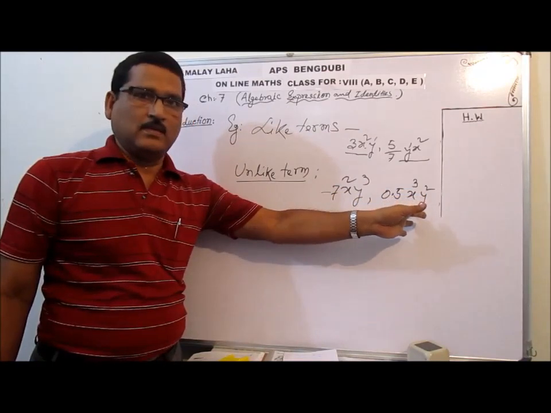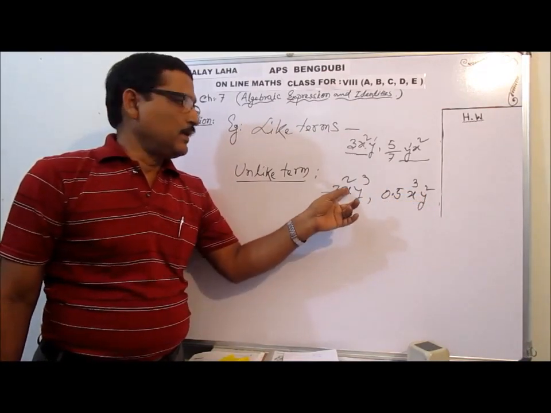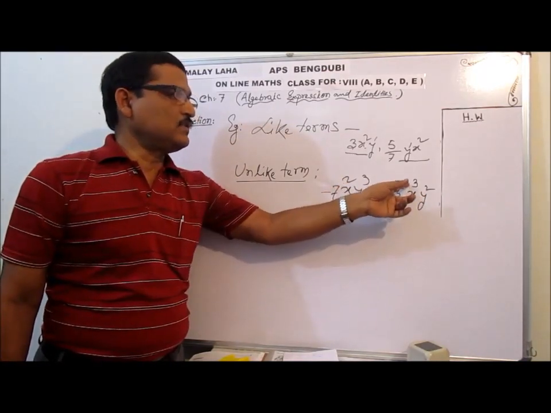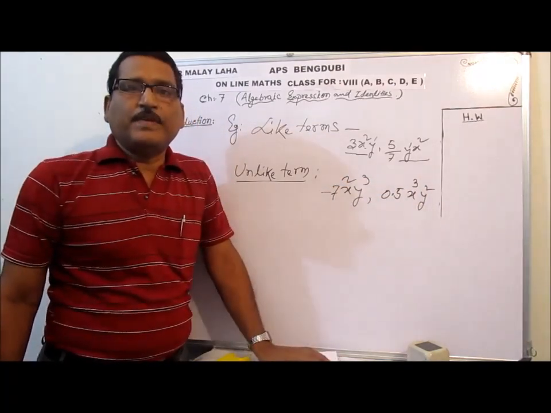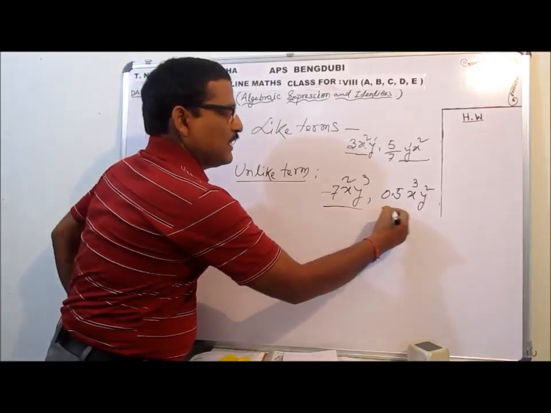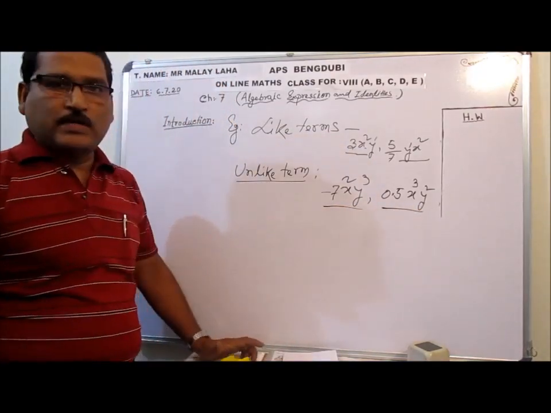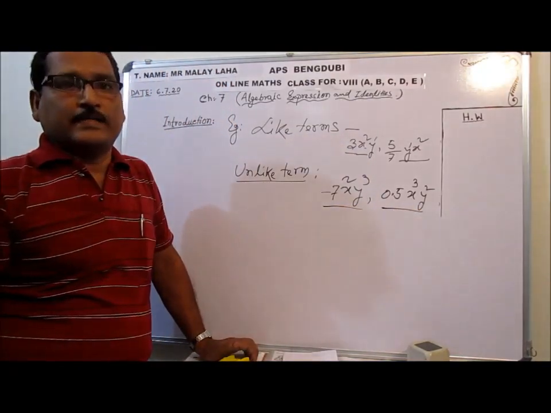xy factor is there. Okay, but the power: x raised to 2, here x raised to 3. y raised to 3, y raised to 2. So it is not matching. That's why these two are unlike terms. Are you clear? This is called unlike terms.